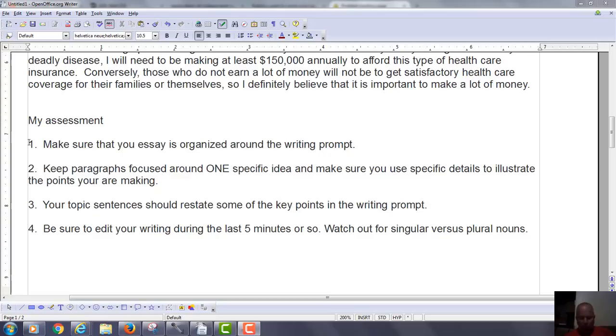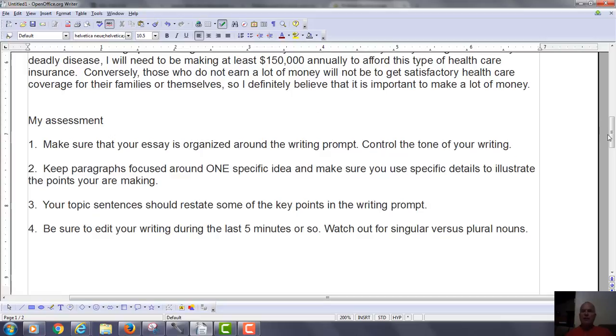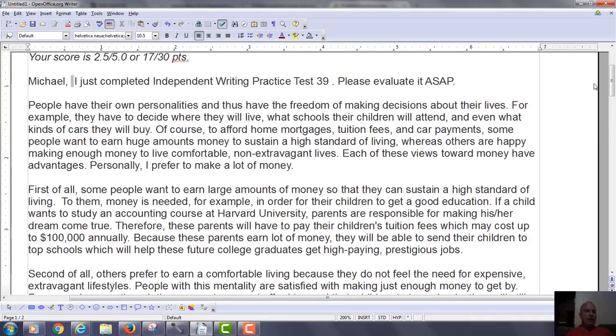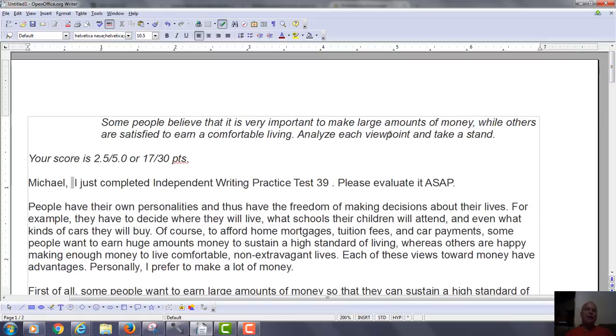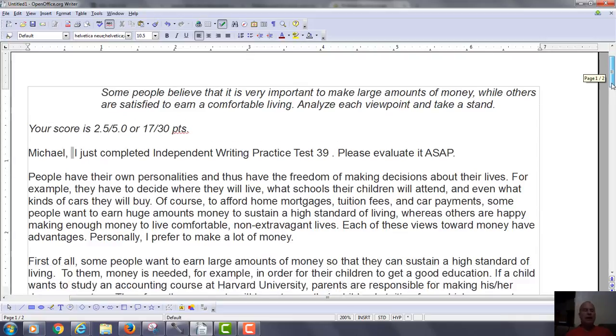Number 1, before anything, make sure that your essay is organized around the writing prompt, and in this case it was not. And remember that you need to be able to control the tone of your writing. For example, in paragraph 2 here, because you were analyzing each viewpoint first and then you take your stand.